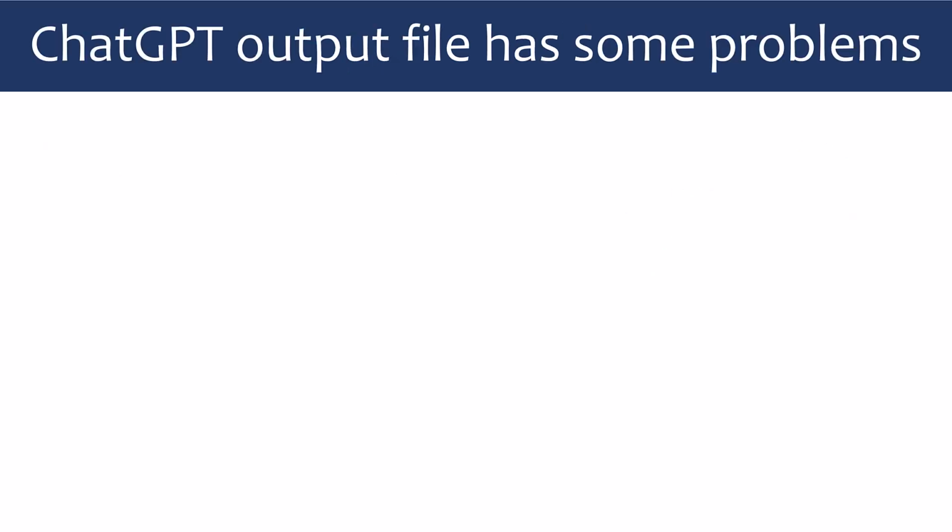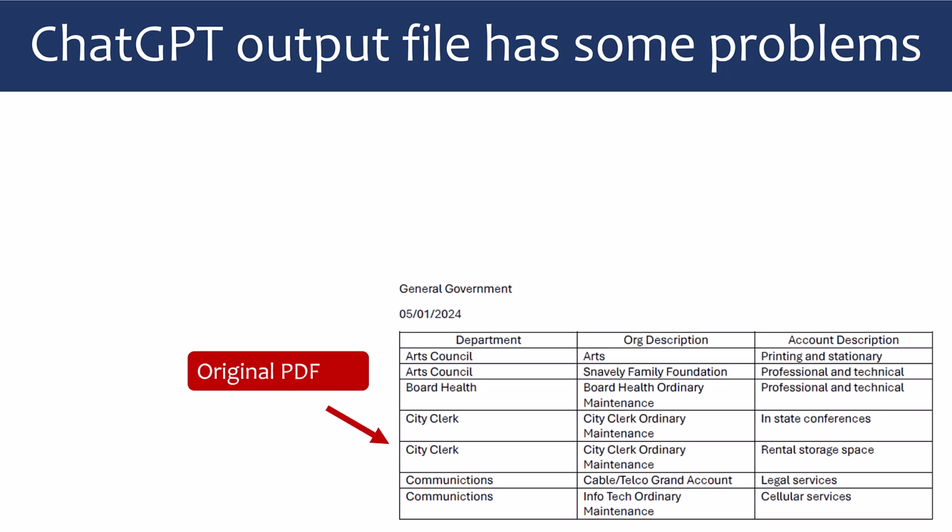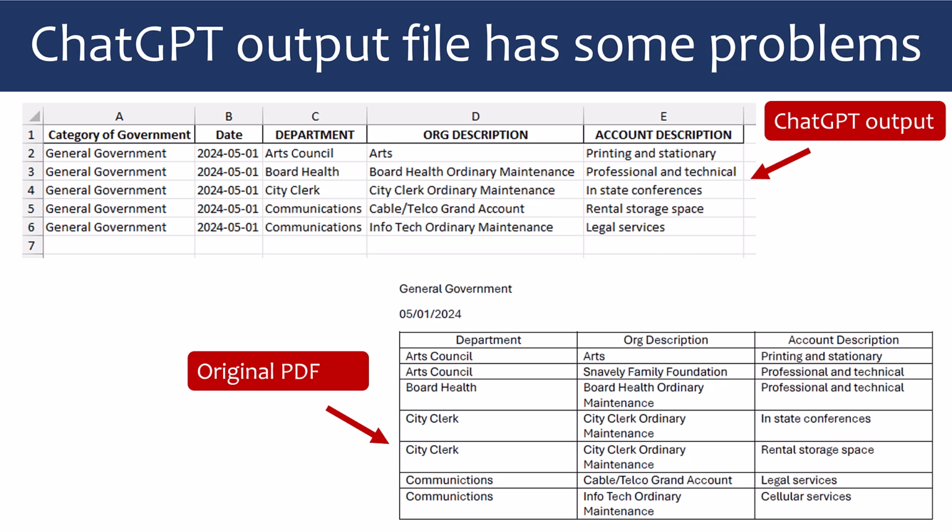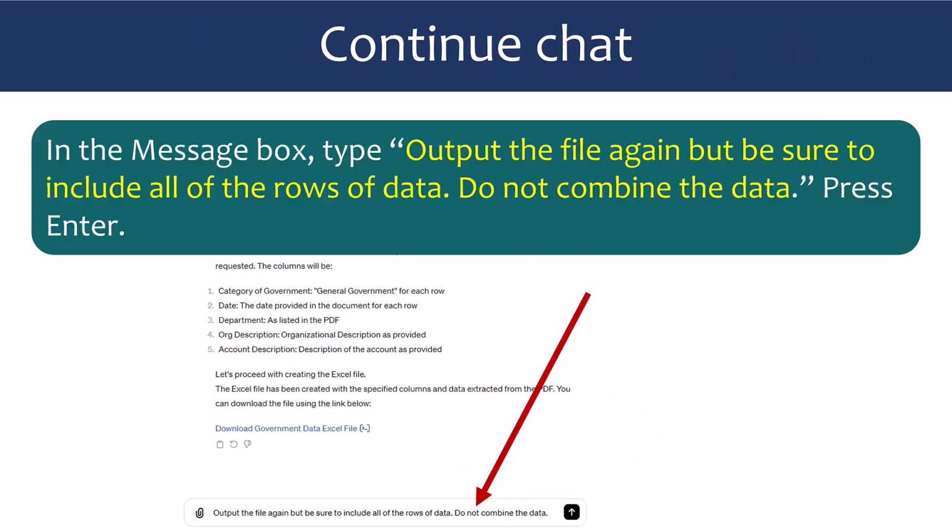Here is the file that ChatGPT created. It has some problems. It is missing some rows of data and looks like it tried to combine some rows of data. On the plus side, it automatically corrected the spelling error in the word communications. Let's go back to the ChatGPT message box and continue the chat by giving it further instructions. In the message box, type: output the file again, but be sure to include all the rows of data. Do not combine the data. We don't need to upload the file again, just press enter.